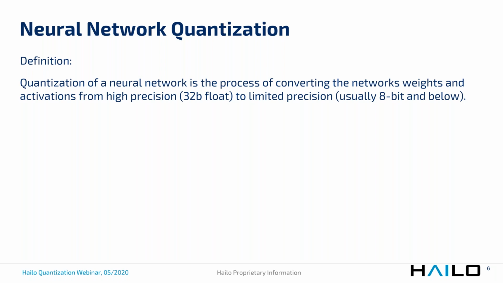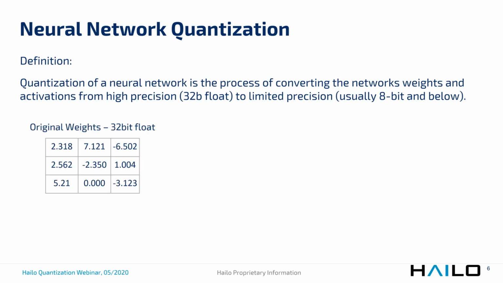So what is neural network quantization? It's basically the process of converting the network's weights and activations from high precision, and usually we're talking about 32-bit float, to limited precision. Usually, and in the context of this webinar, I'm going to talk about 8-bit integer representation.